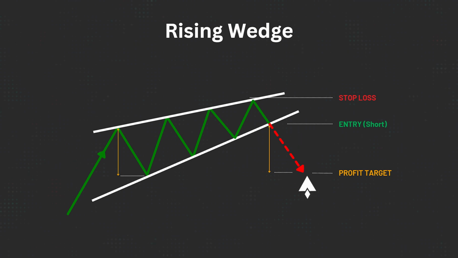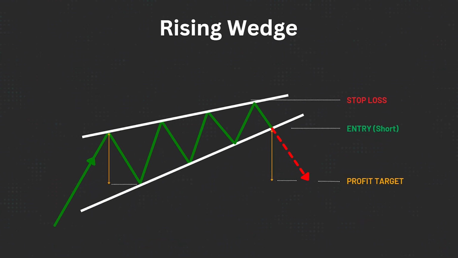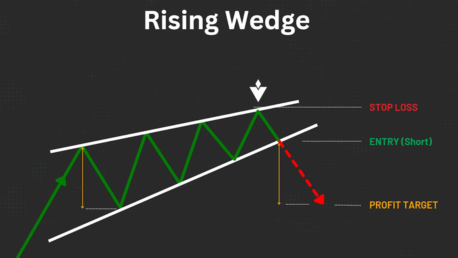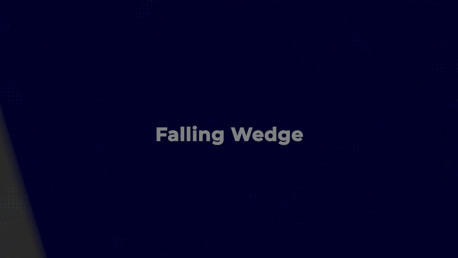The profit target is usually set at a distance equal to the highest high and lowest low price points of the wedge. For managing risk, the optimal stop loss would be placed just above the upper trend line in the wedge. The falling wedge is a bullish counterpart to the rising wedge.